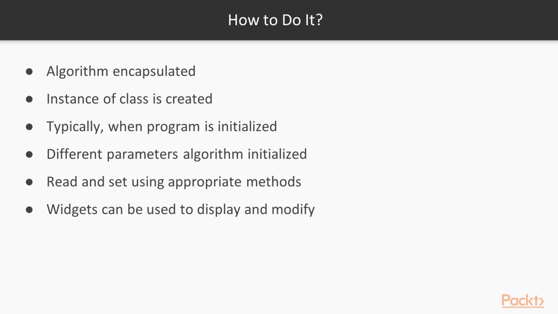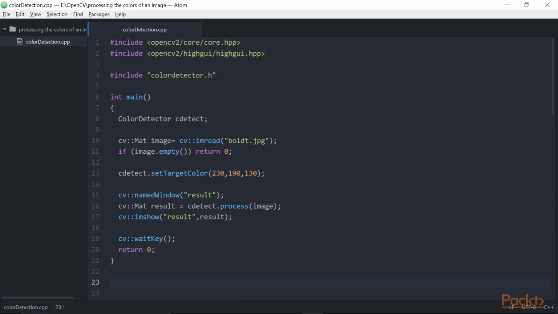The algorithm's parameter values can also be read and set using appropriate methods. In the case of an application with a GUI, these parameters can be displayed and modified using different widgets, text fields, sliders, and so on, so that a user can easily play with them. We will show you the structure of a strategy class in the later part of the video. Let's start with an example of how it can be deployed and used.